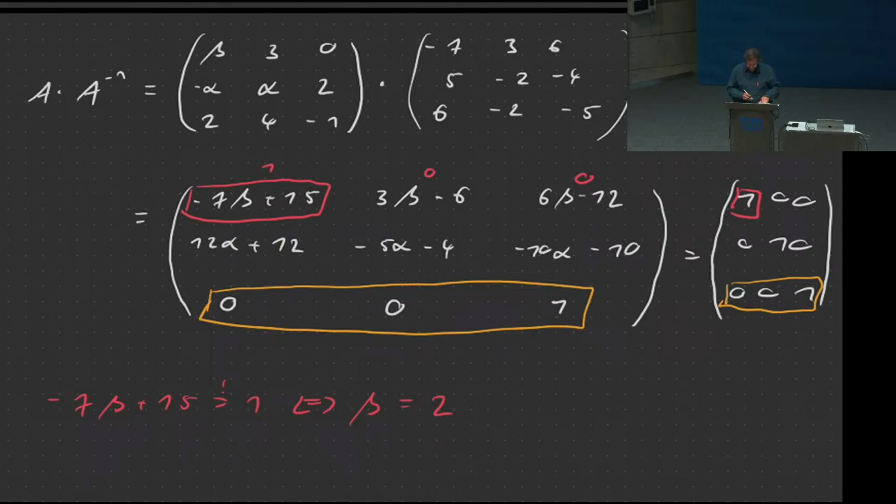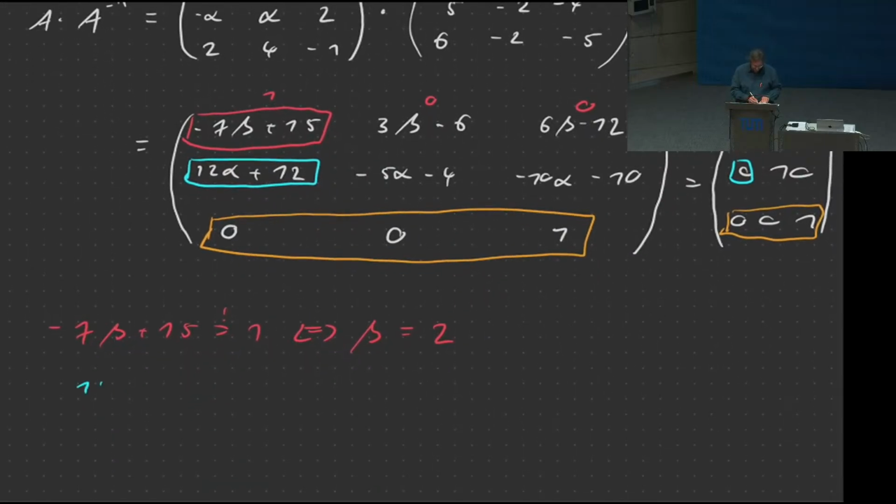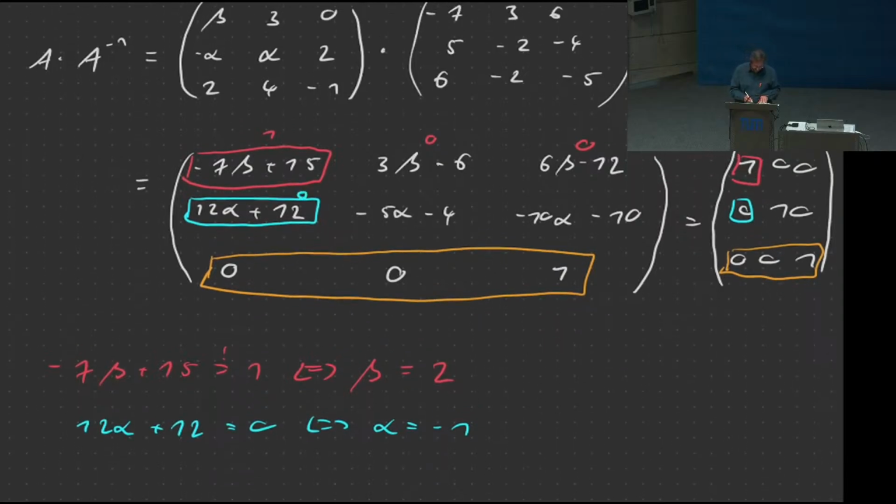And we can do the same thing for the alphas. Let's use this, oops, different color. Let's use this one here. And this needs to be a 0. So 12 alpha plus 12 needs to be 0. And of course, that means alpha needs to be minus 1. And if alpha is minus 1, this will be 0. This second entry will be 5 minus 4. That's going to be 1. And the last entry will also be 0.